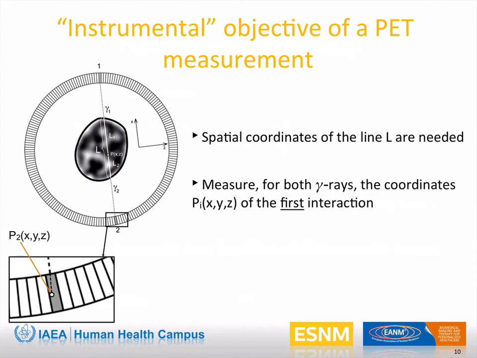Hence, from the instrumental point of view, the PET problem can be reduced to a detection problem. Hence, the objective of the measurement is then to obtain the spatial coordinates of the line L where the count is detected. This can be achieved by measuring, for both gamma rays, the coordinates p_i of x, y, and z of the first interaction within a detector.